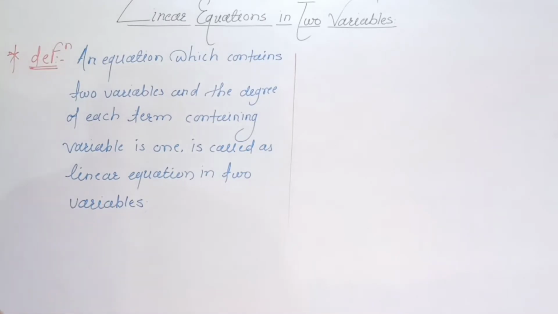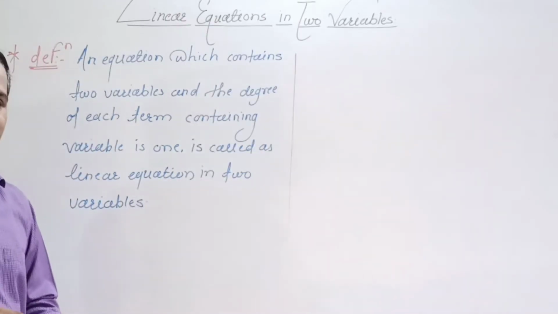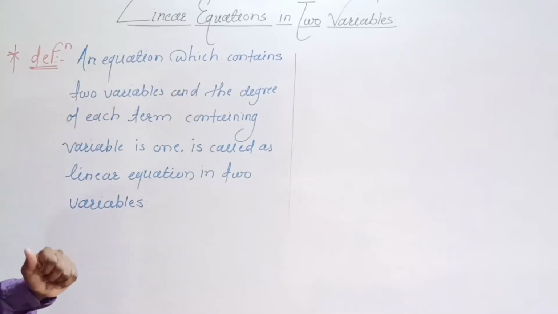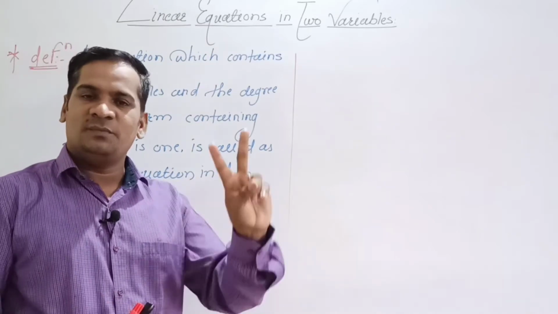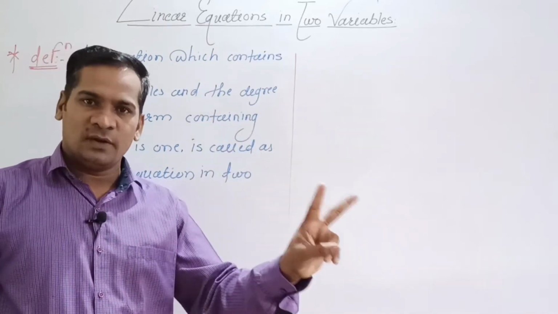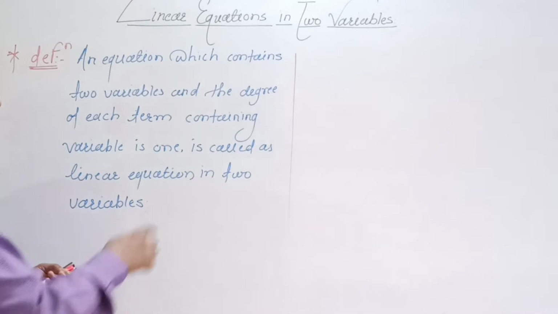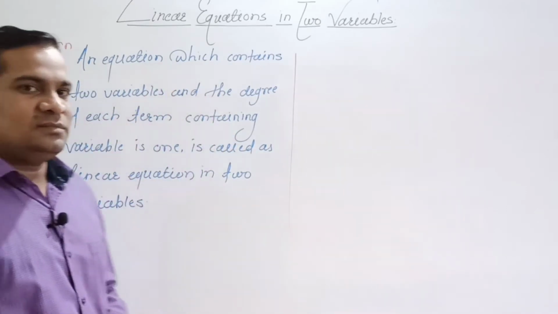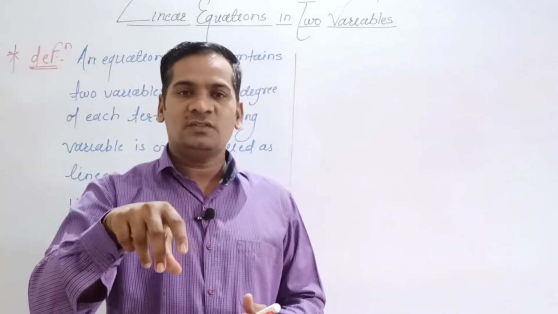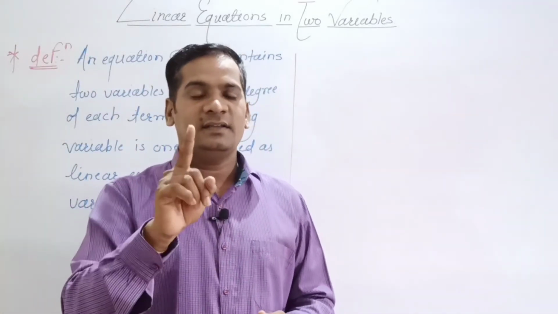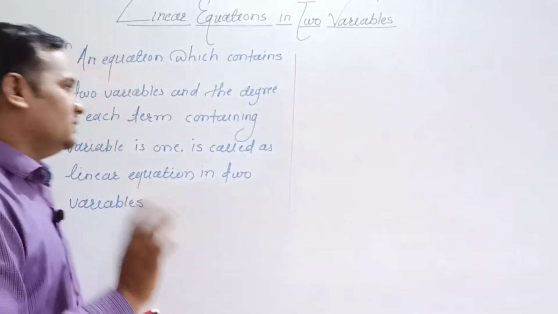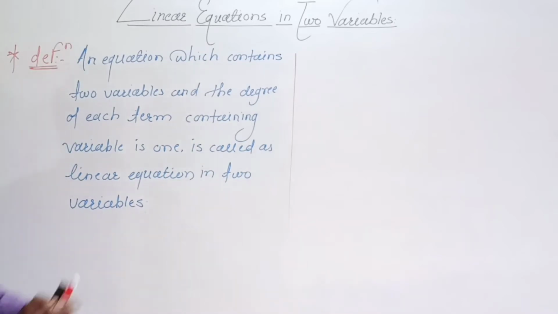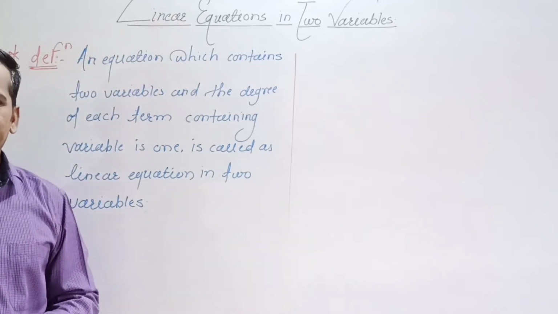Now this is the definition of the linear equation. An equation which contains two variables, meaning an equation that has two variables, and the degree of each term containing a variable, in whichever term the variable is present, the degree of every such term should be one. If such a type of equation is there, then that equation is called a linear equation in two variables.